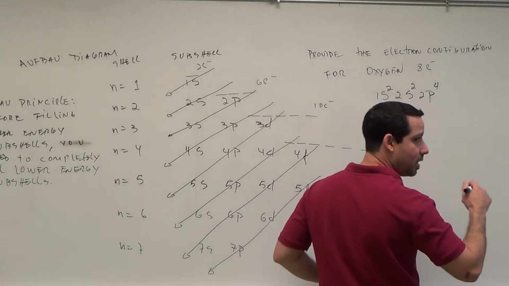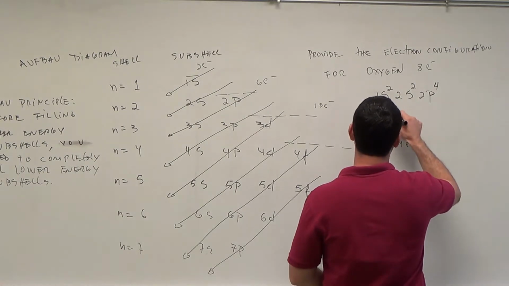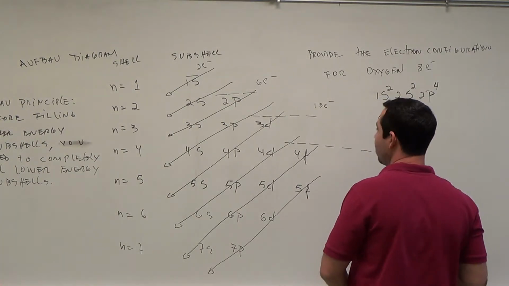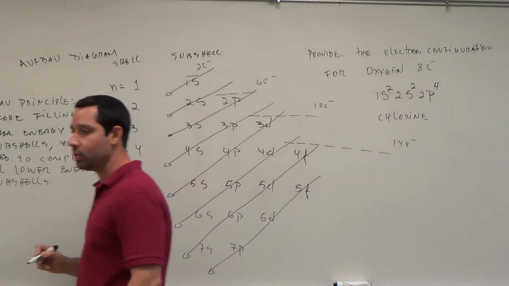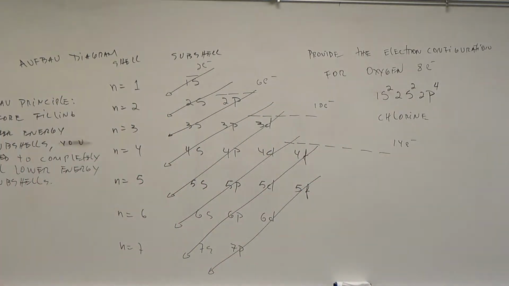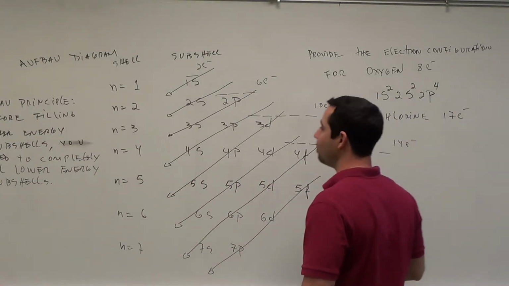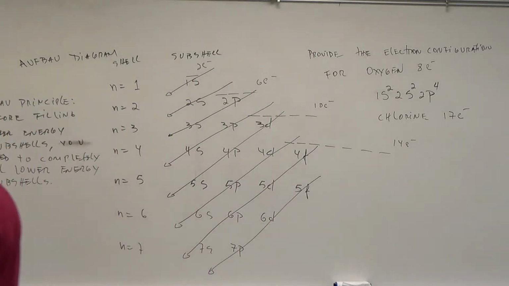You guys want to try one? Sure. Let's try chlorine. How many electrons does chlorine have, for those of you that have memorized the periodic table? 17. You sure? Yes. All right, 17 it is then. I don't remember that, but then I don't know the periodic table. I'm not being tested on it.